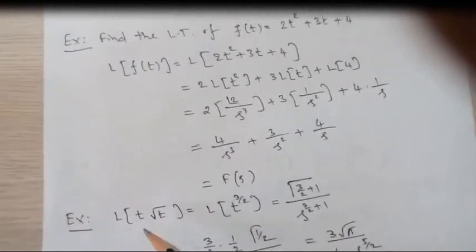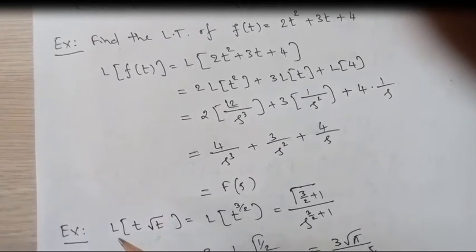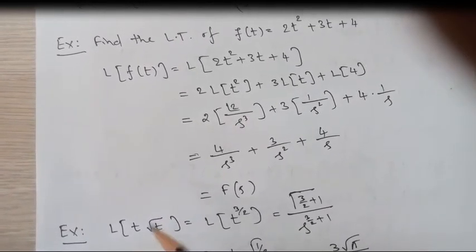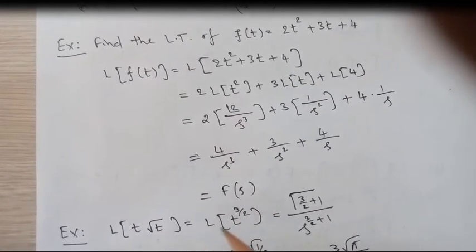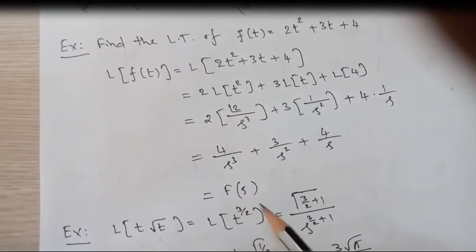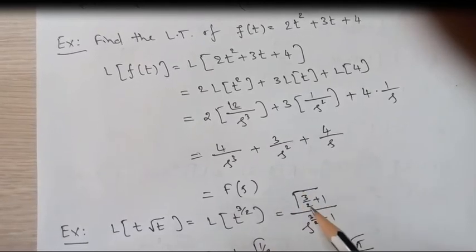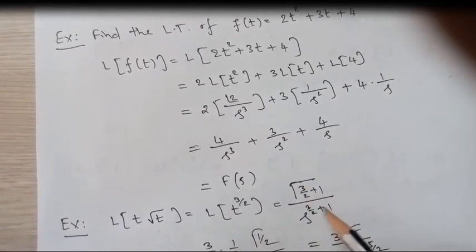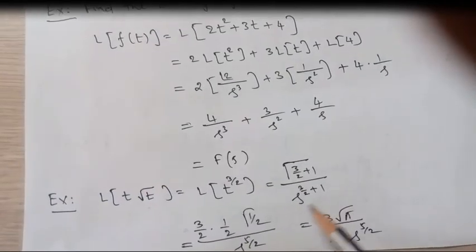Next function, I take t root t. Operating L on t root t, that is t raised to 3 by 2, and by the definition of Laplace transform of t raised to n, it is gamma of n plus 1, so gamma of 3 by 2 plus 1 divided by s raised to 3 by 2 plus 1.